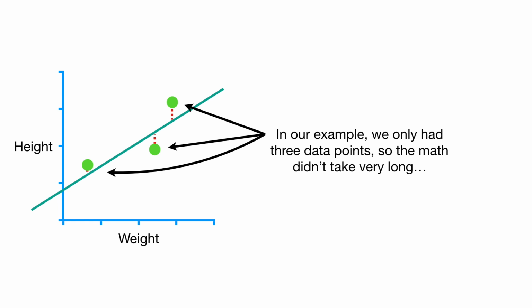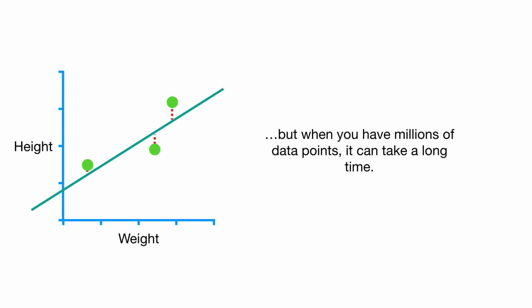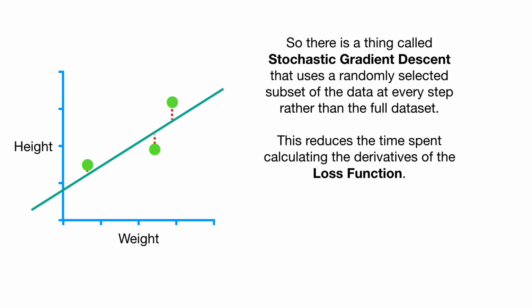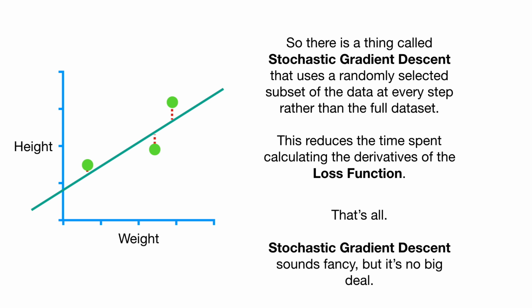In our example, we only had 3 data points, so the math didn't take very long. But when you have millions of data points, it can take a long time. So there is a thing called stochastic gradient descent that uses a randomly selected subset of the data at every step rather than the full data set. This reduces the time spent calculating the derivatives of the loss function. That's all. Stochastic gradient descent sounds fancy, but it's no big deal.